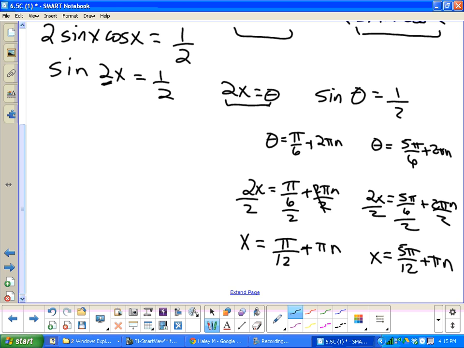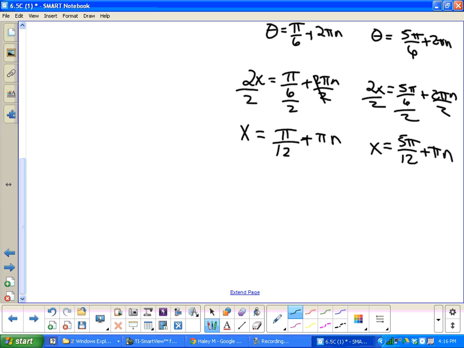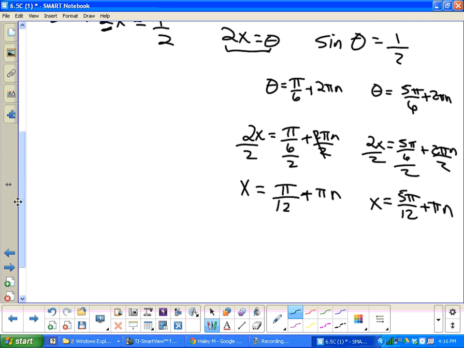plus pi n. Okay, so now, there again, since we got the coefficient, we have to do all this stuff that we don't like to do, okay? And so n cannot equal -1, that's going to make it negative. So let's start off with n equals 0 here. Okay, so if n is equal to 0, we're going to get a solution of pi over 12 and 5 pi over 12.